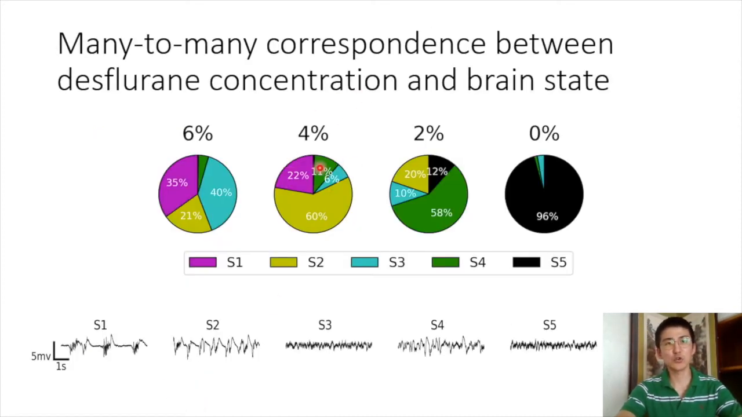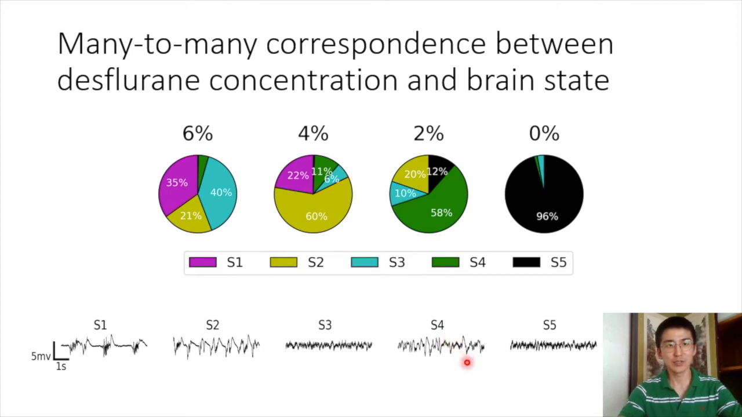So let's look at the occurrence of the brain states in the data. This pie chart represents the relative frequency of the brain states in each anesthetic concentration. In general, S1 and S3 were mostly seen at 6%, S2 at 4%, S4 at 2%, S5 at 0%. Obviously, S5 represents wakefulness state. The important thing here is that the brain state and anesthetic concentration did not have one-to-one relationship. For instance, S1 was seen during 4% as well as at 6%.